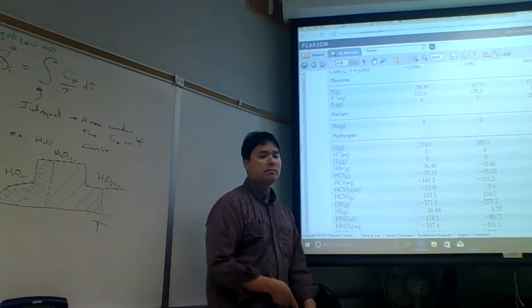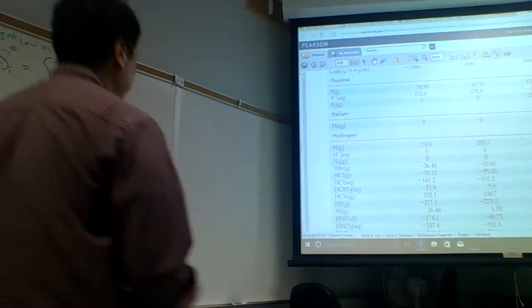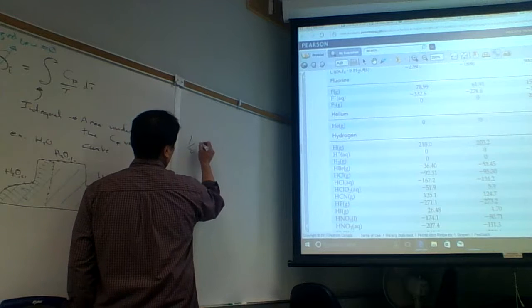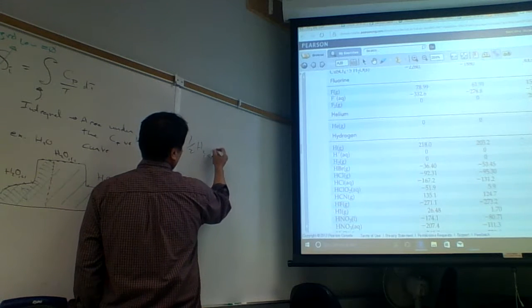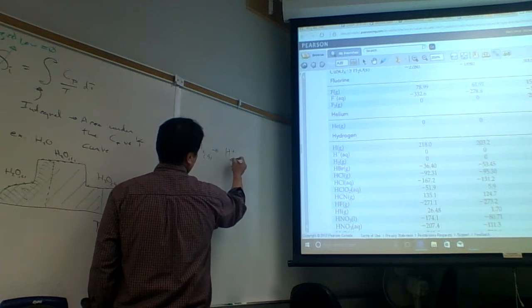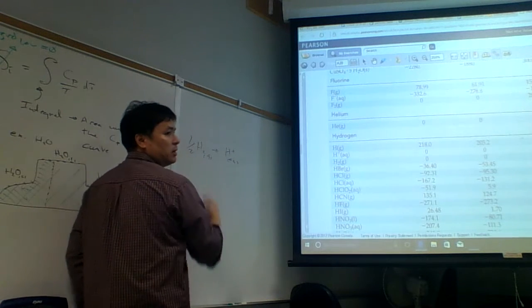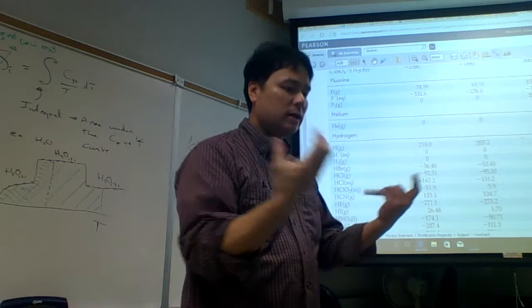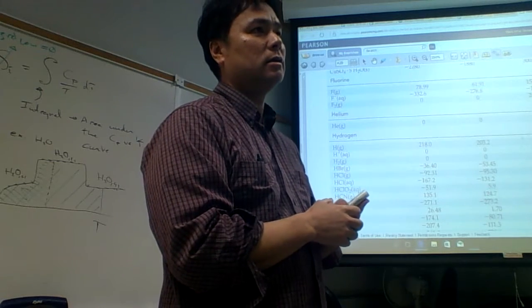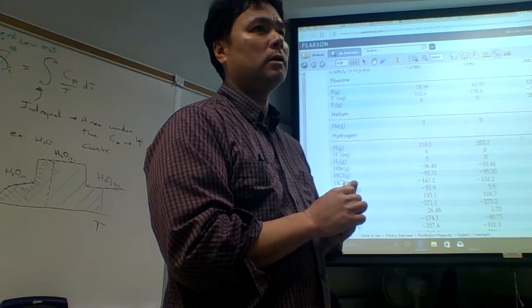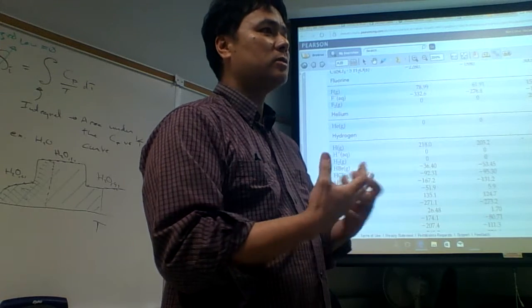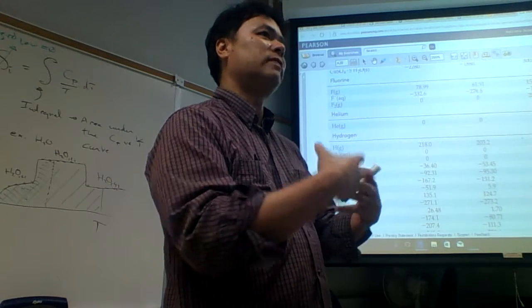So if we take a half a mole of H2, this is a formation reaction. Half a mole of H2 gas goes to a mole of H plus aqueous. Well, the first thing is we have to break a half a mole of H bonds. How much energy does it cost to break an HH bond, roughly? Ballpark, how much energy would it cost to break a mole of HH bonds?